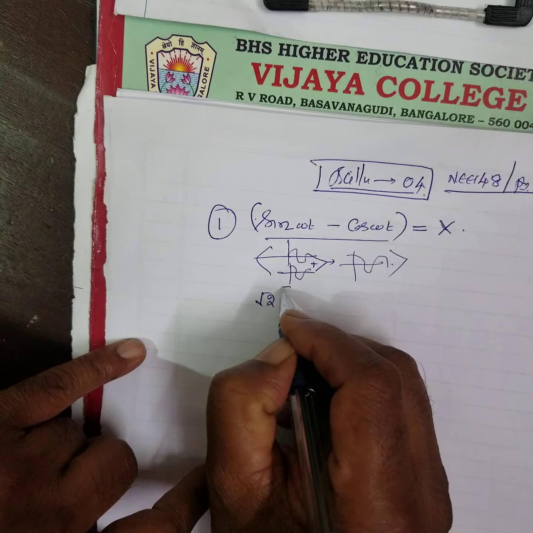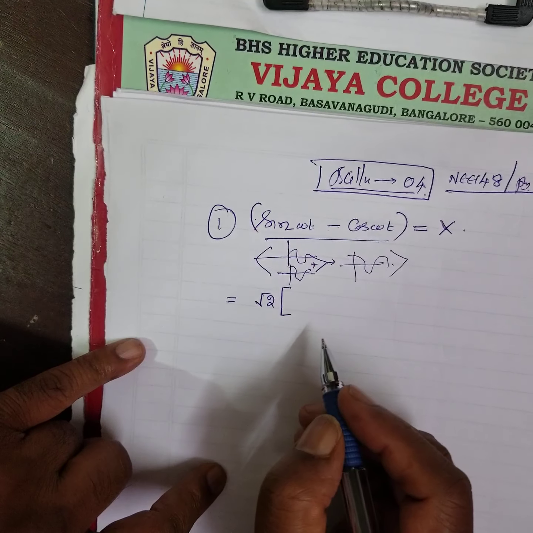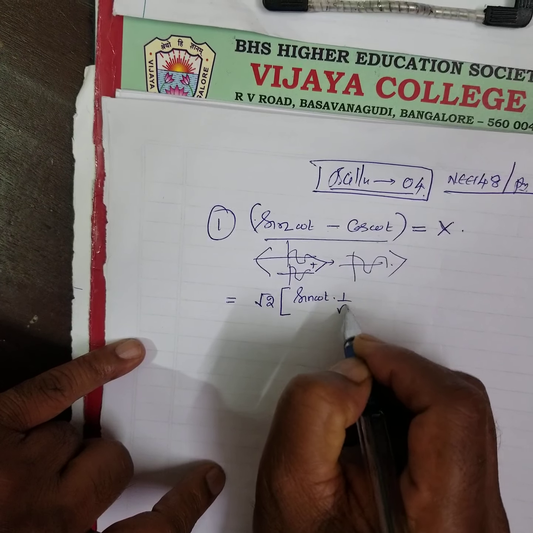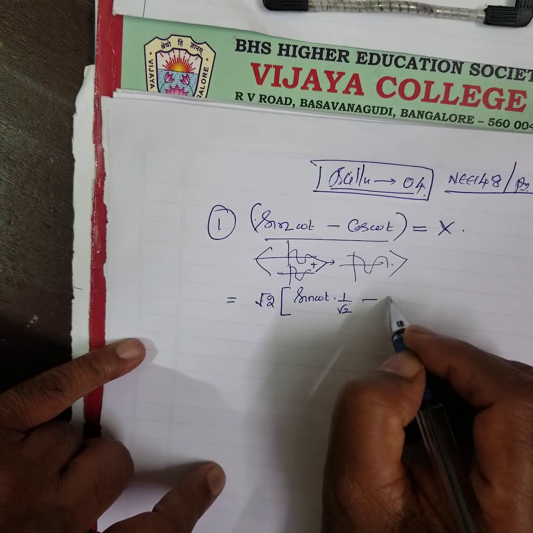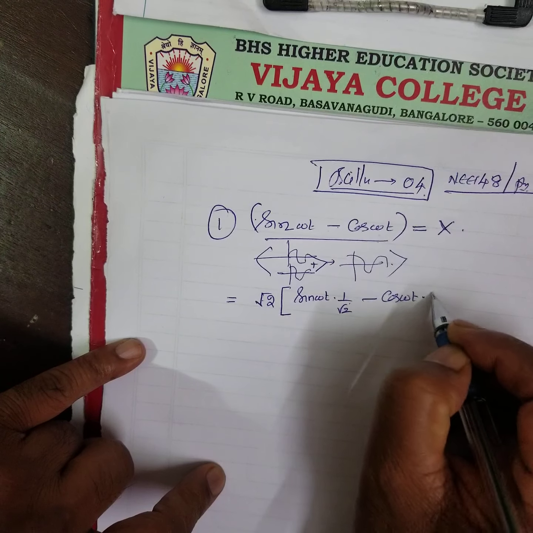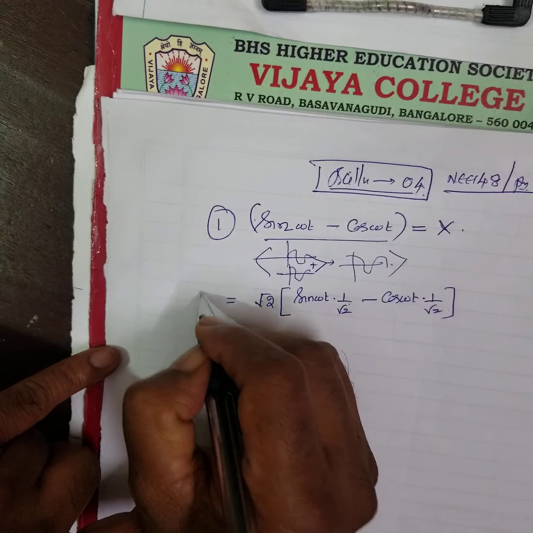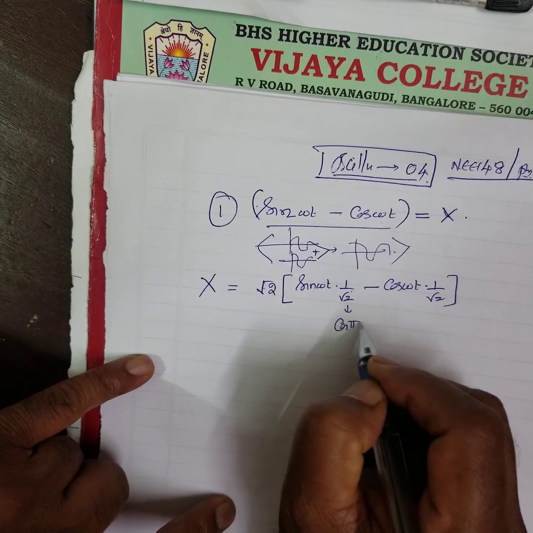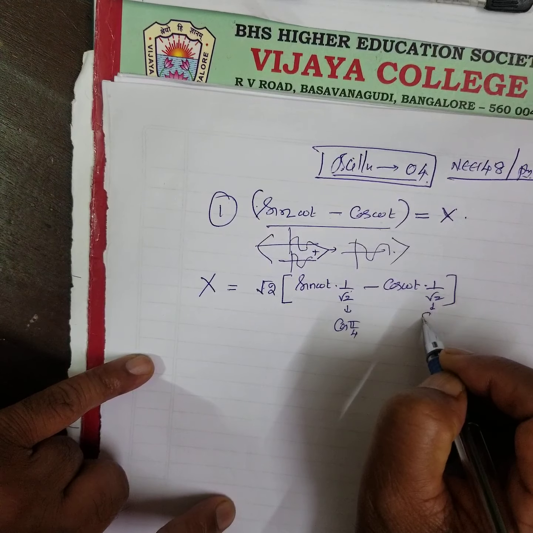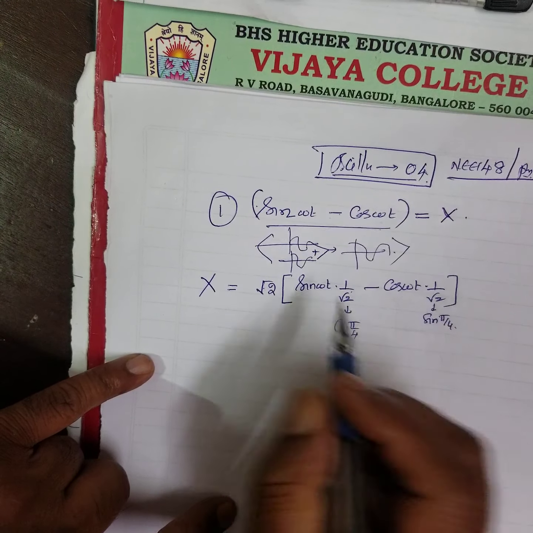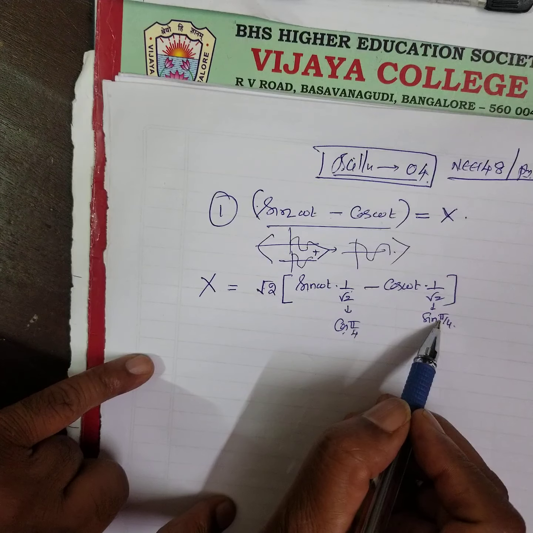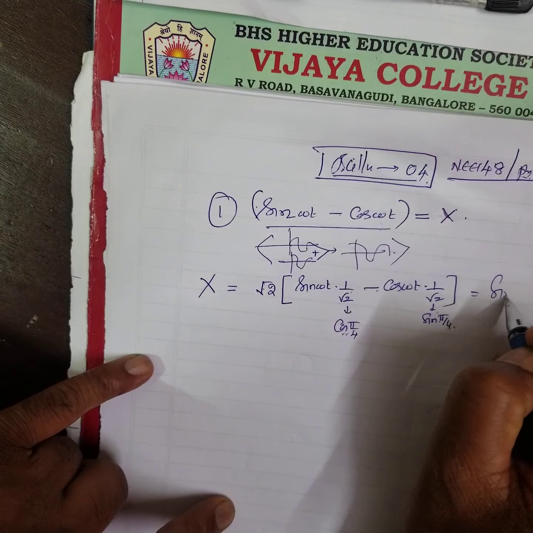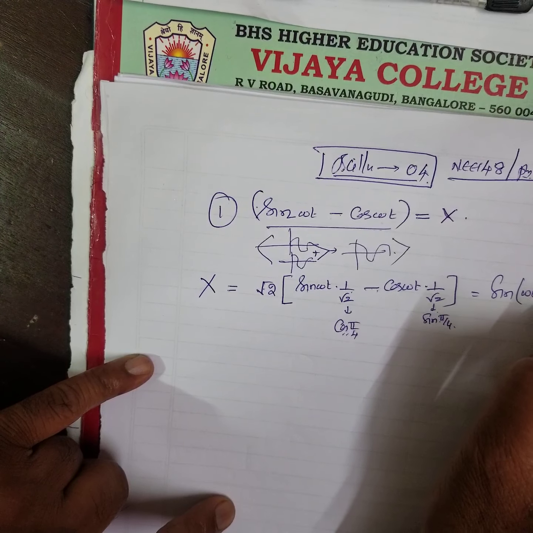look, I have already done a similar type of sum. Here sine omega t into 1 by root 2, if you multiply, I will be getting back this. Here also cos omega t into 1 by root 2. This is equal to x. This 1 by root 2 is cos 45, and this is also sin 45. Sin a cos b minus cos a sin b, is it not? That is equal to sin of a minus b.